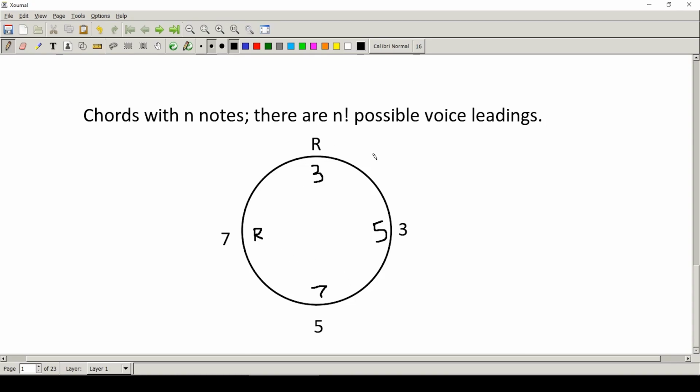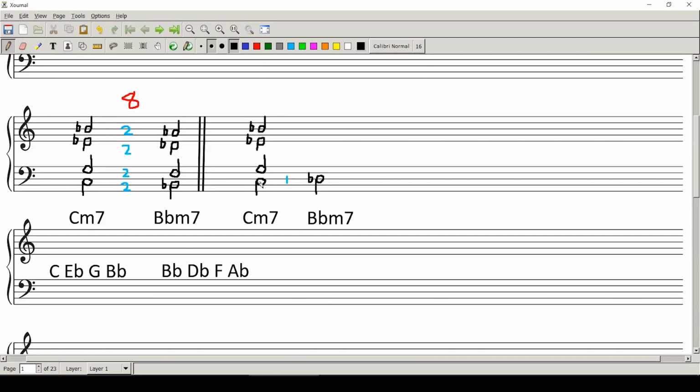Again, we're keeping the order root, third, fifth, seventh the same. We're just spinning them around. So here I have root, third, fifth, seventh. So the root became the third. That means that the third, E flat, should become the fifth, which would be F. The fifth, G, should become the seventh, which is A flat. The seventh, B flat, should become the root, which is, conveniently, B flat. So that'll stay the same.